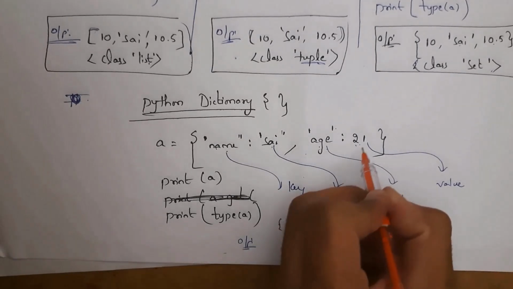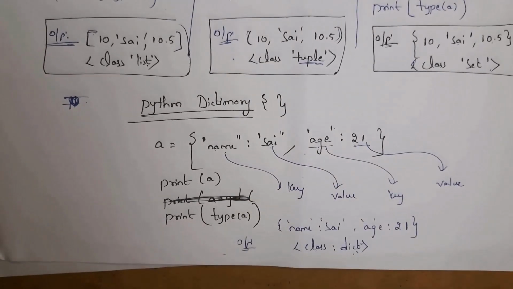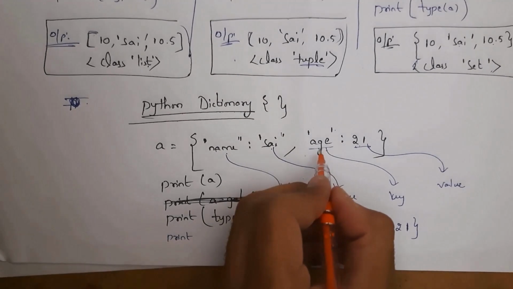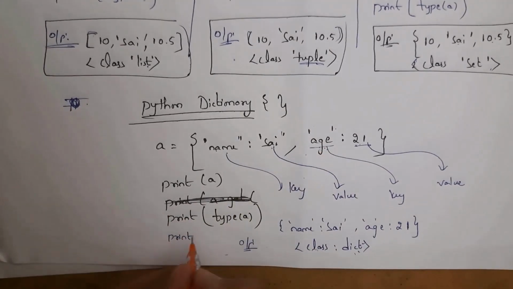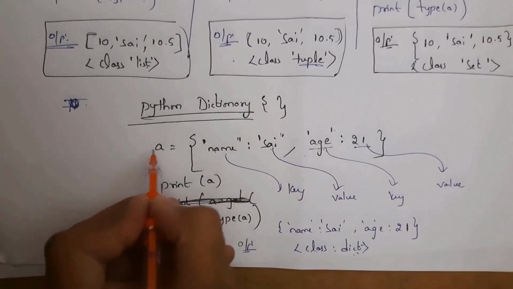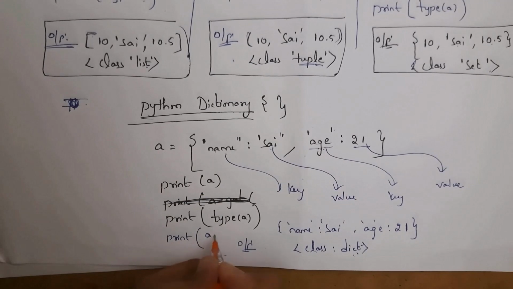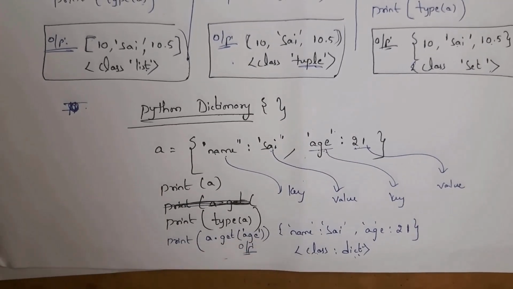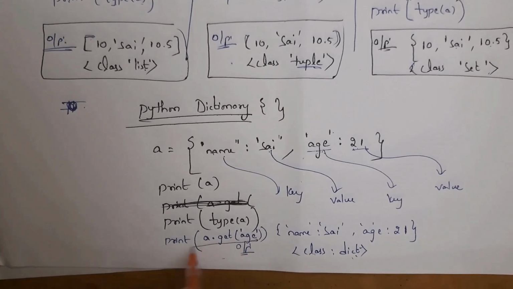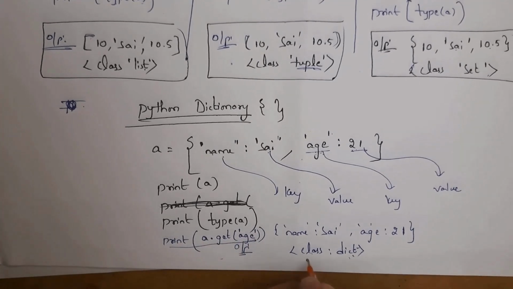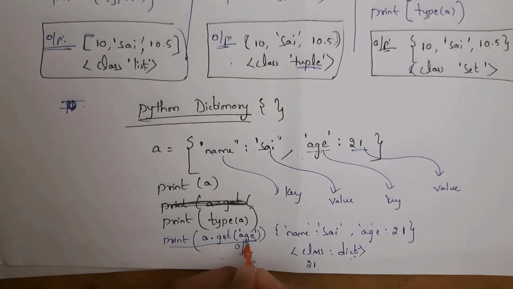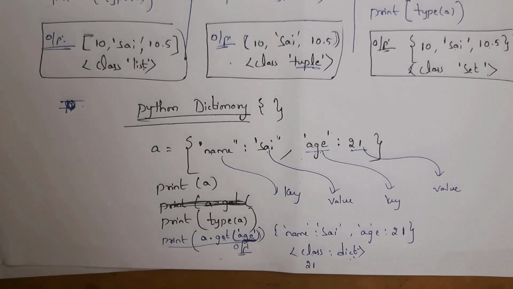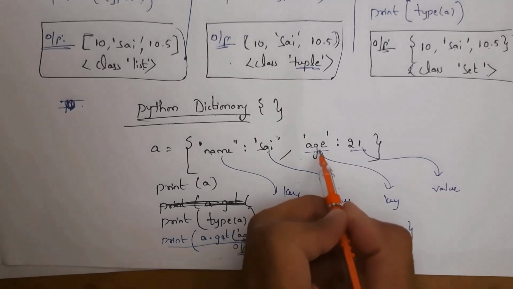You can also find values by giving the key. For example, here I am writing print, because I want to find age. So I wrote print, open bracket, this age is present in variable A, so write a dot get, age in single quotations because it is a string, and close bracket. Whenever you execute this, you will get output 21, because here I want to get the value of the key age. By giving the key, you can find the value, so I will get output 21 because age is 21.